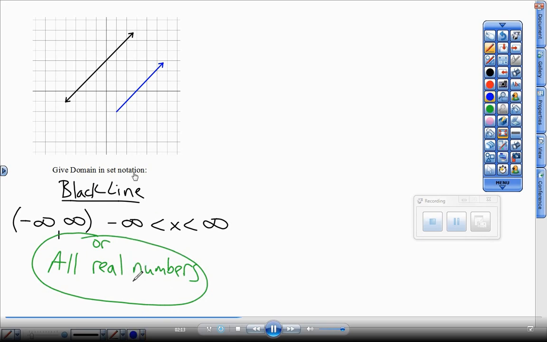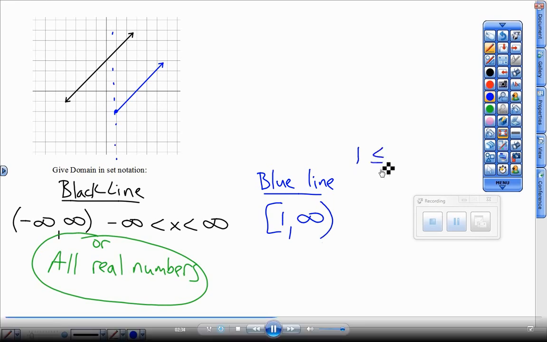That blue line, because it doesn't have a double-ended arrow, has a firm left boundary. So this domain would be measured from this boundary line, from 1 square bracket to positive infinity. If I wrote that in set notation, it would be 1 less than or equal to x less than infinity in set notation.